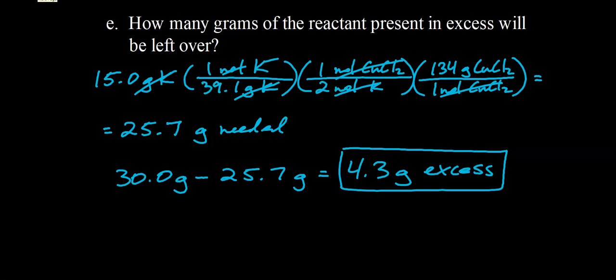Instead, I went ahead and calculated it based on the amount of potassium that reacts. And so it looks like, because of rounding, you might get a little different answers, but 25.7 grams of copper 2 chloride is needed. You started off with 30 grams of the copper 2 chloride. So subtract what you need from what you have, and you will get the excess, 4.3 grams of copper 2 chloride that is left over unreacted after the reaction.